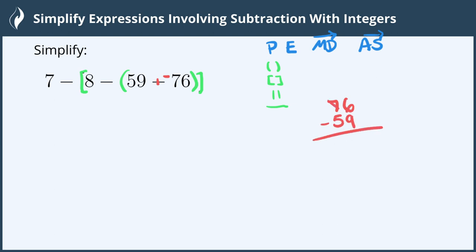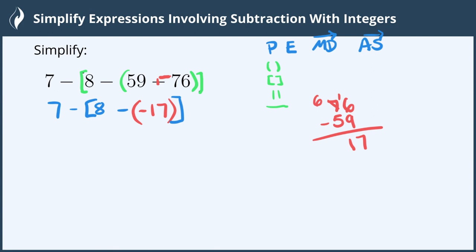I will have to borrow or ungroup from the 7. 16 minus 9 is 7. 6 minus 5 is 1. And so I get 17, and I keep the sign of the larger number, which is 76. So the answer is negative 17. Then we copy everything else down exactly as we see it, because we haven't done any of those operations yet.